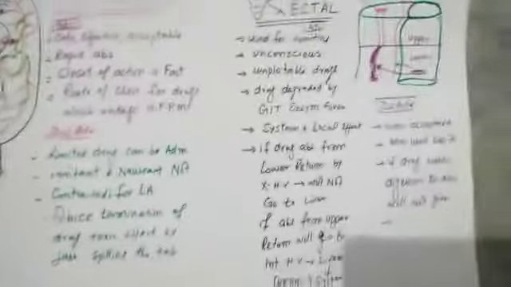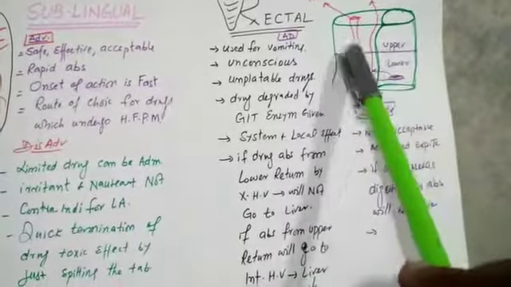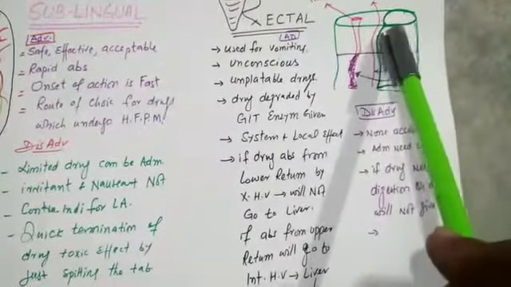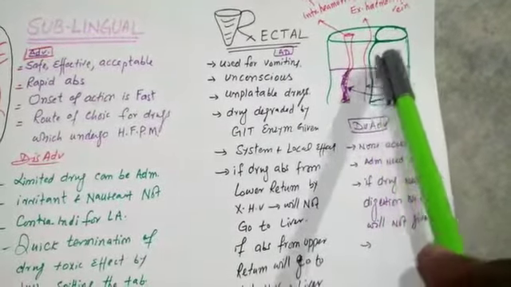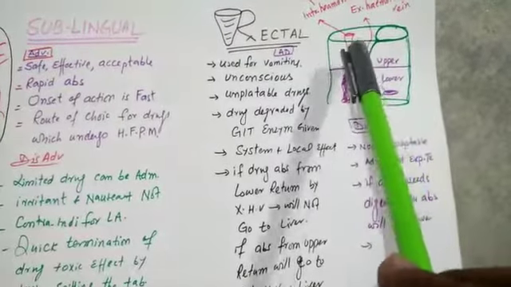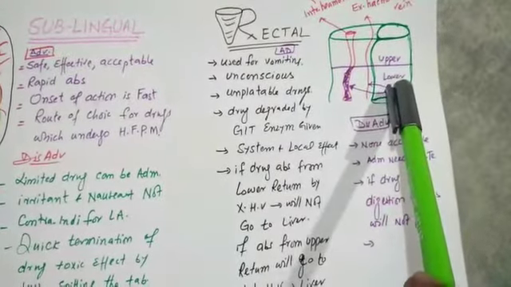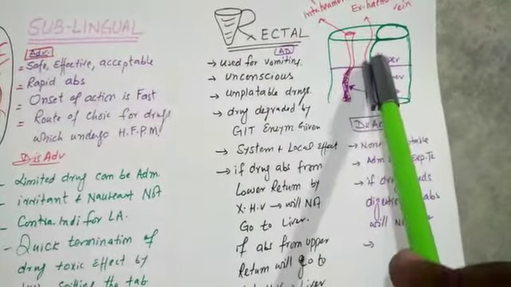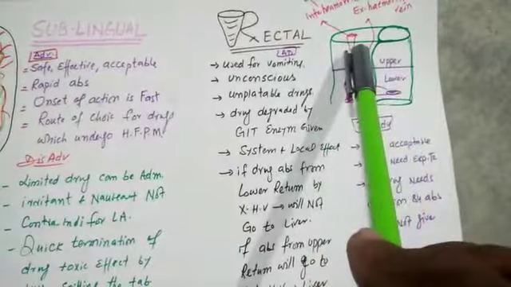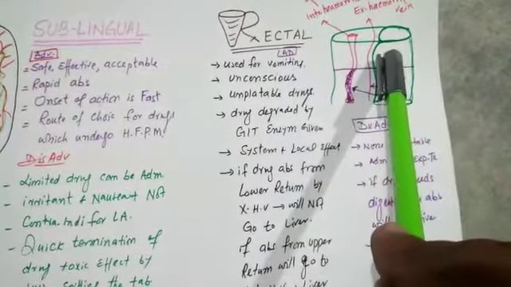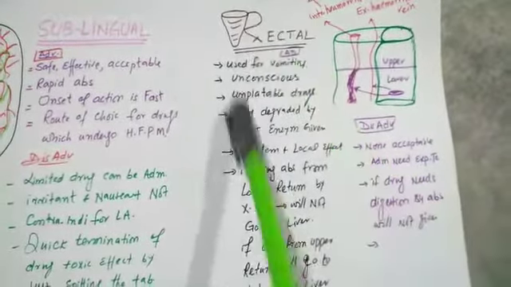The next route is rectal route. This is the rectum, this is lower part, this is upper part. In the lower part there is external hemorrhoidal vein, in the upper part there is internal hemorrhoidal vein. If the drug is absorbed from lower rectum, the drug will go to external hemorrhoidal vein and will not go to liver. But if the drug is absorbed from upper rectum, the drug will be absorbed from internal hemorrhoidal vein and it will go to liver and metabolism will occur.